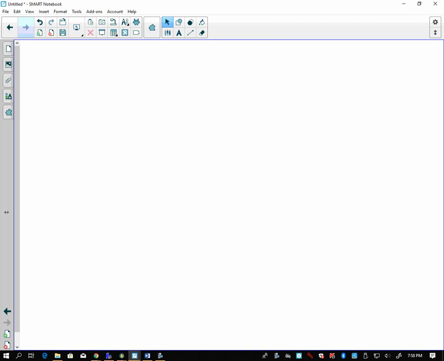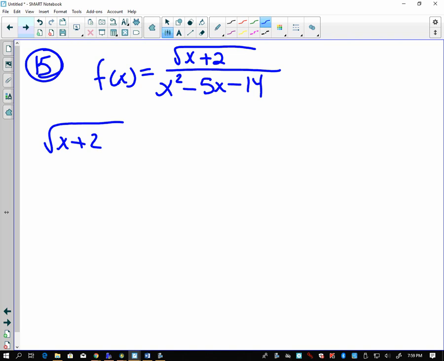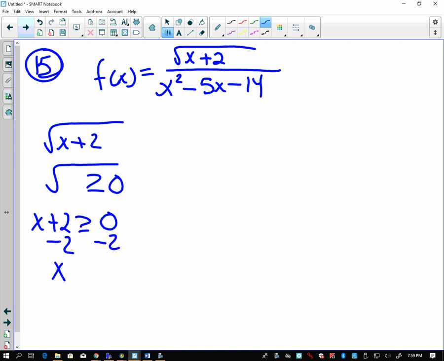Number 15. All right, we want to know the domain. We've got square root of x plus 2 over x squared minus 5x minus 14. We always start with the top. We've got x plus 2. This has to be greater than or equal to 0. So x plus 2 has to be greater than or equal to 0, minus 2. X has to be greater than or equal to -2. So we'll start off with x is the set of all real values such that x is greater than or equal to -2.